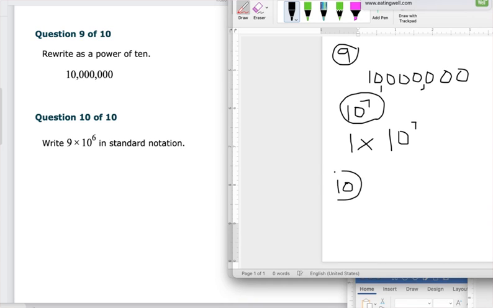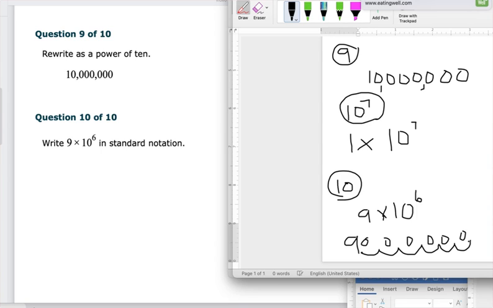Okay. So number 10 and last one on this lesson is write 9 times 10 to the 6th in standard notation. 9 times 10 to the 6th. So all we're going to do is write down the number 9, realizing that our decimal is right there after it. And we're going to move our decimal 6 places to the right. 1, 2, 3, 4, 5, 6. We're going to fill in zeros. We'll start here. 0, 0, 0, 0, 0, 0.